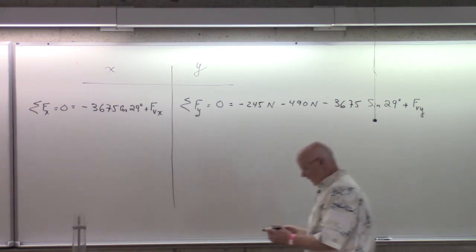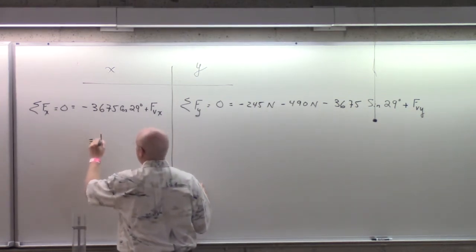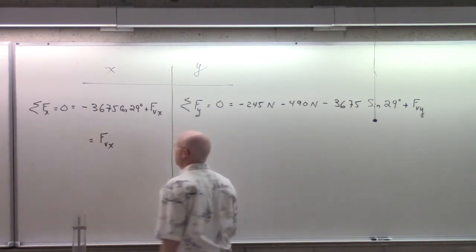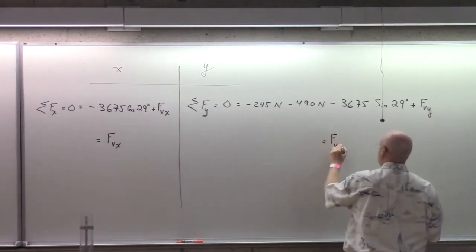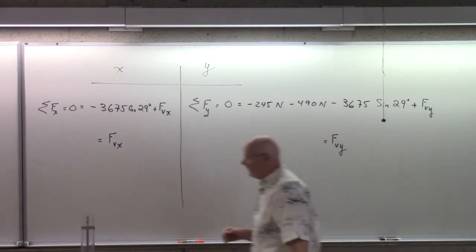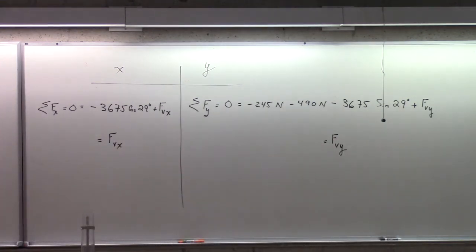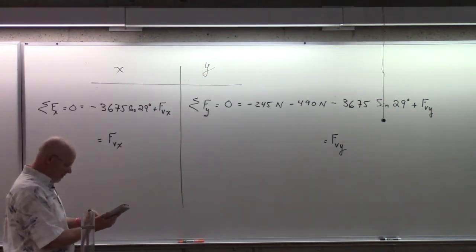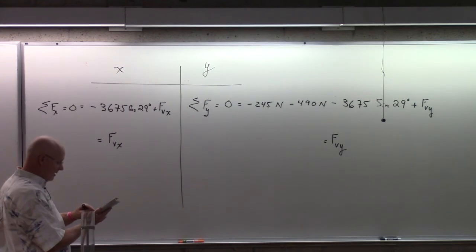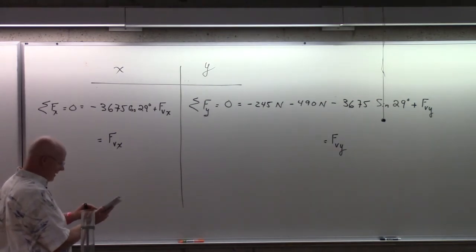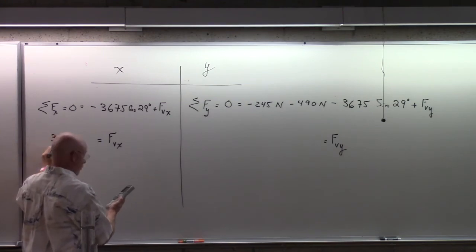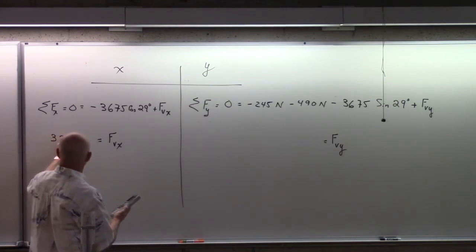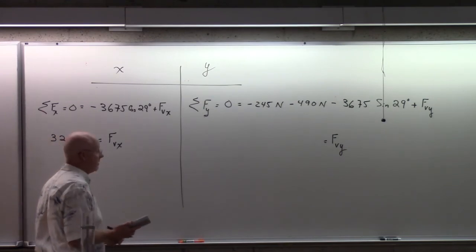All right, fortunately then, I can find the force in the X direction with a couple of steps in math, and also the force from the vertebrae in the Y direction with a couple of steps here. And so grabbing my calculator, I will take this number, 3,675, and multiply it by the cosine of 29 degrees. And so this would be 3,214 newtons in the X direction.